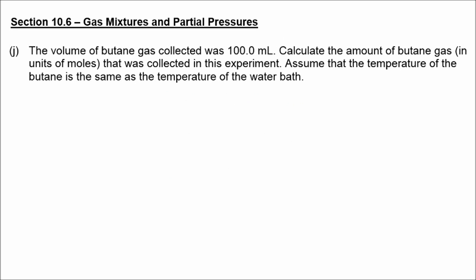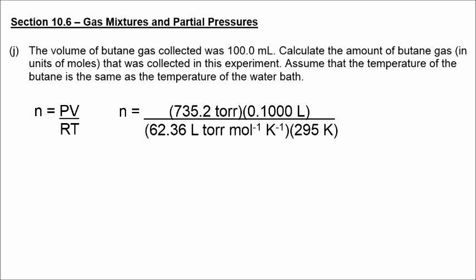The volume of butane gas collected was 100.0 milliliters. So we have volume, we have pressure, we have temperature because it's assuming it's the same as the water bath, so we don't have the number of moles. Let's go ahead and calculate with n equals PV over RT.